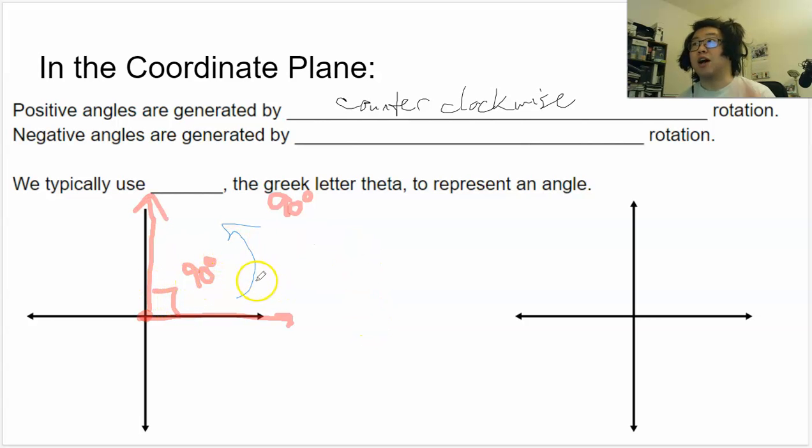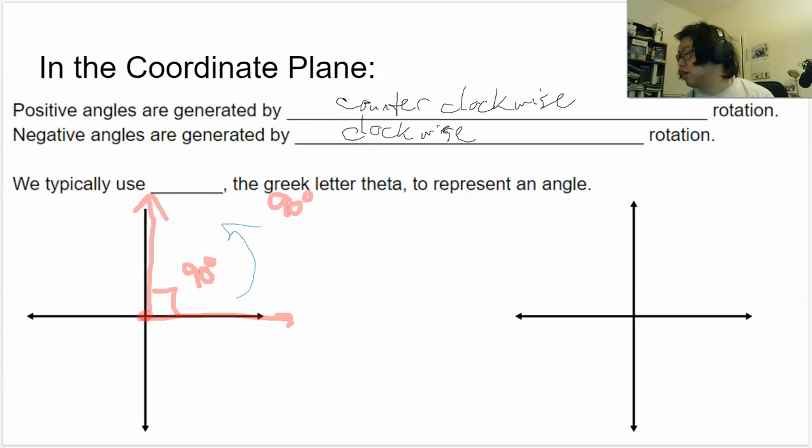Okay, so I rotated my terminal side counterclockwise to form my 90-degree angle, a positive angle. Negative angles, as you may have guessed, are generated by clockwise rotation. So it's obviously the opposite. As we say, negative and opposite kind of have the same meaning.